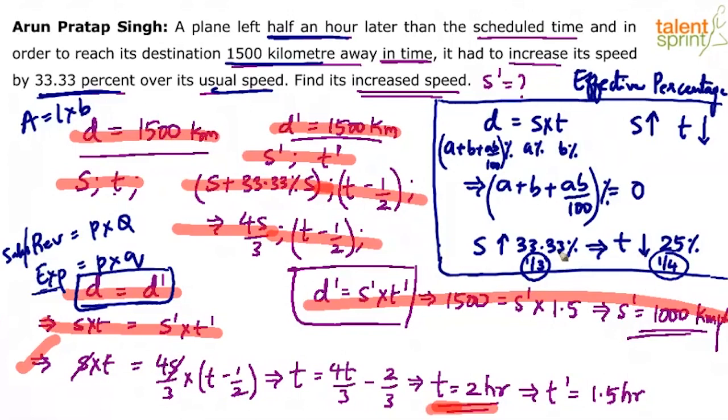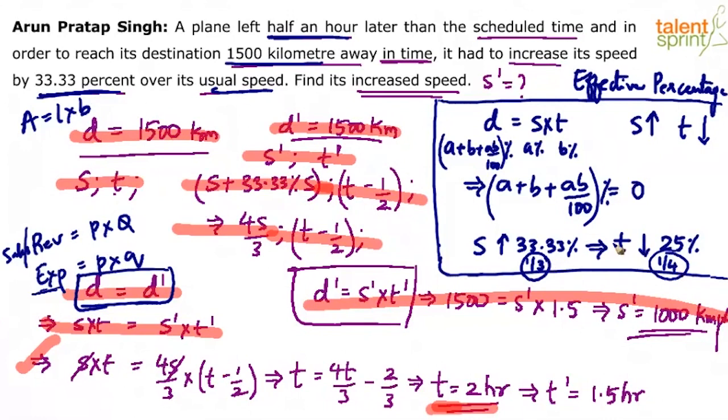And this, a smart person would remember. You are expected to remember certain values, right? So if the speed goes up by 33.33%, time will come down by 1/4, which is 25%. I'll tell you a better way of remembering it. We'll look at that a few seconds later. But the point is, if the speed has increased by 33.33%, time should reduce by 25%.